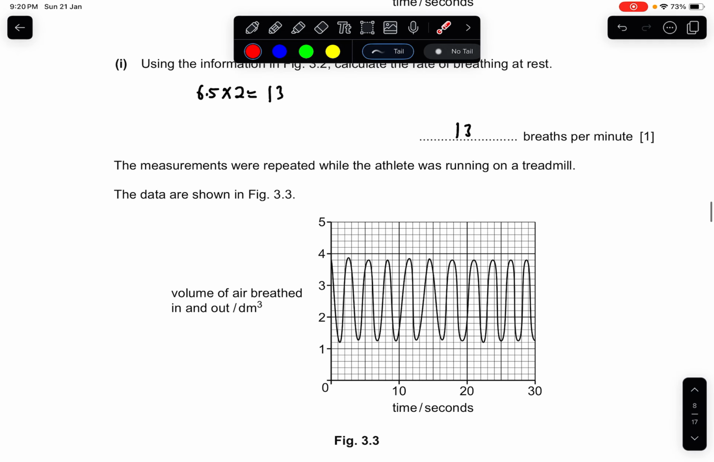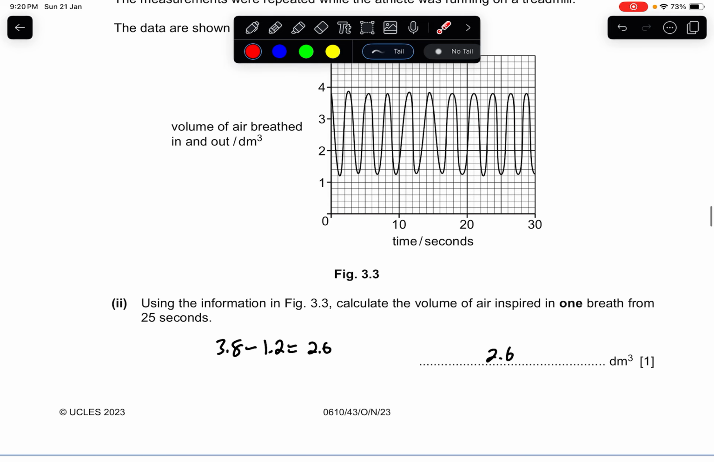The measurements were repeated while the athlete was running on the treadmill. The data are shown in figure 3.3. Using the information in figure 3.3, calculate the volume of air inspired in one breath from 25 seconds. So for this question, it may seem very confusing at first, but it's actually at 25 seconds. I will be using this value minus the lowest value, which gives me 2.6 in the end.